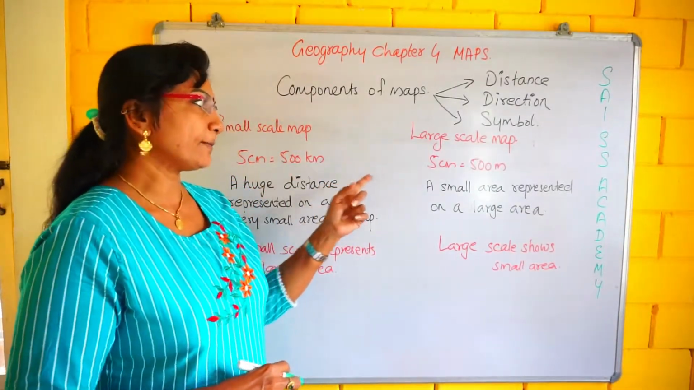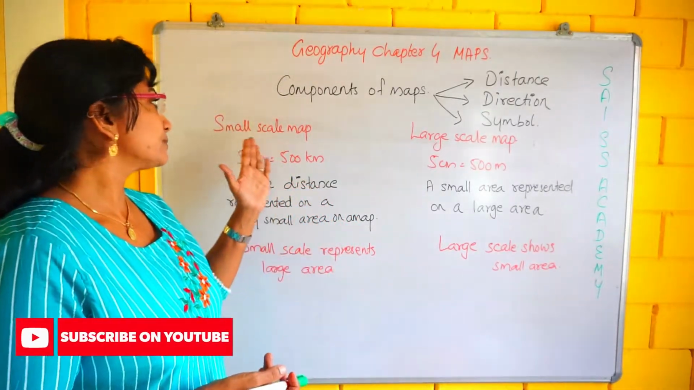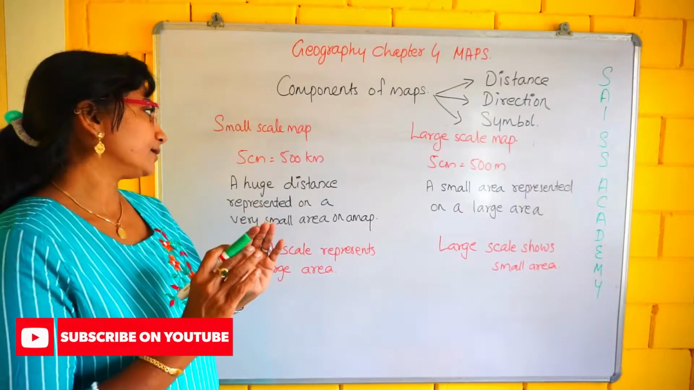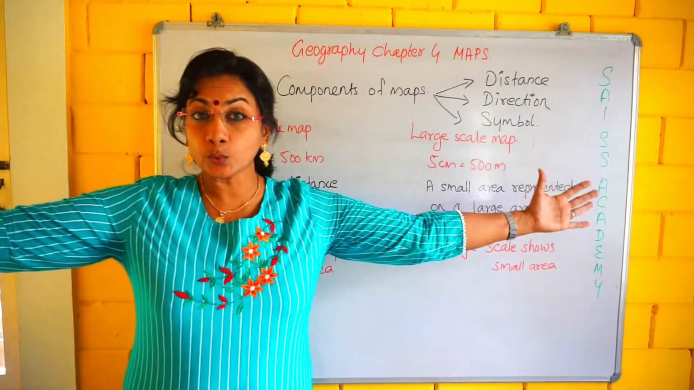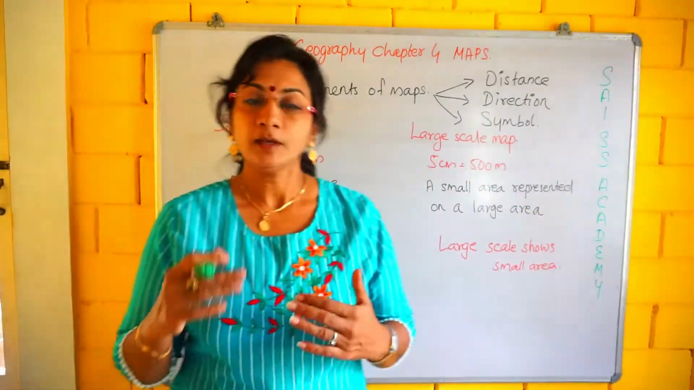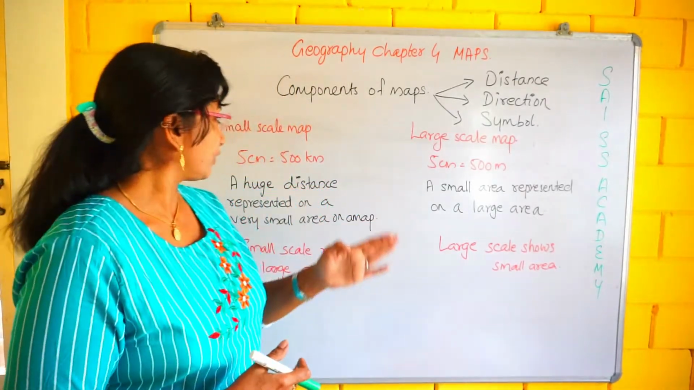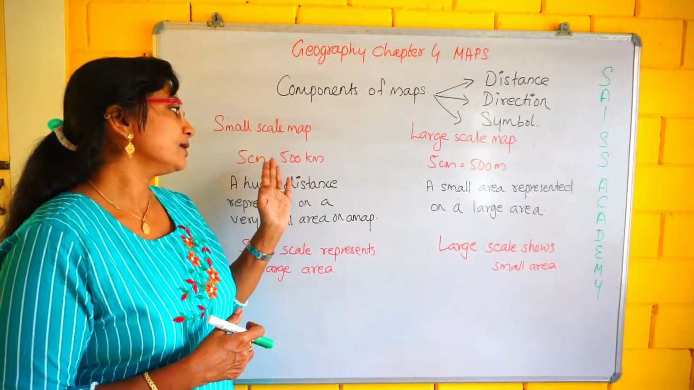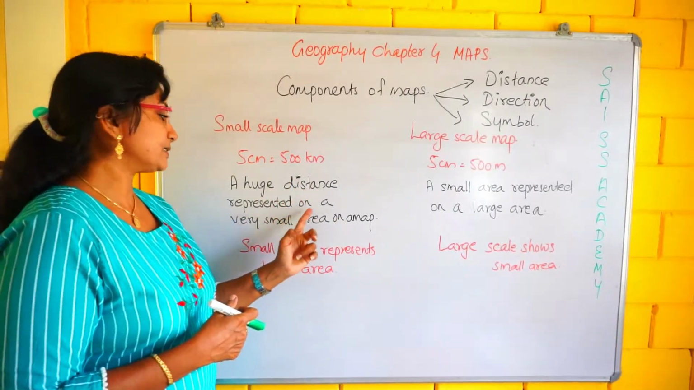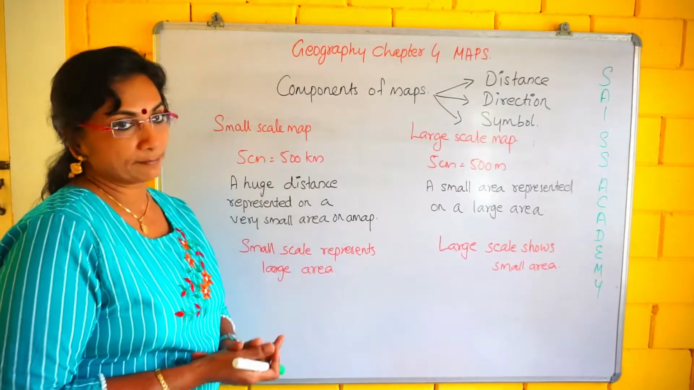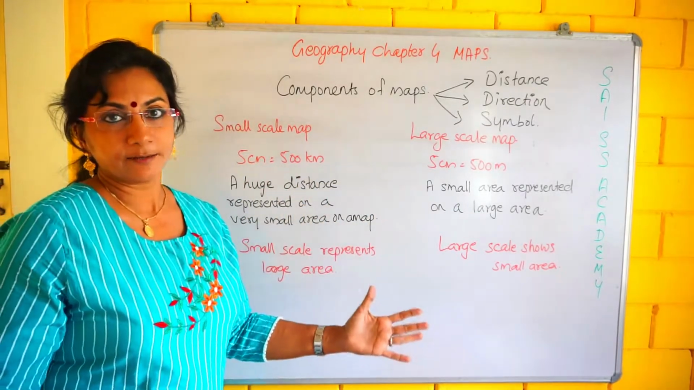Next, small scale map and large scale map. What is a small scale map and what is a large scale map? Look, in a small scale map, 5 centimeters is equal to 500 kilometers. That means a huge distance on a small scale. We can draw the world map on a small sheet of paper. Why? Because here 5 centimeters is equal to 500 kilometers. So a huge distance is represented on a very small area on a map. That is the small scale map. In other words, the small scale represents a large area.